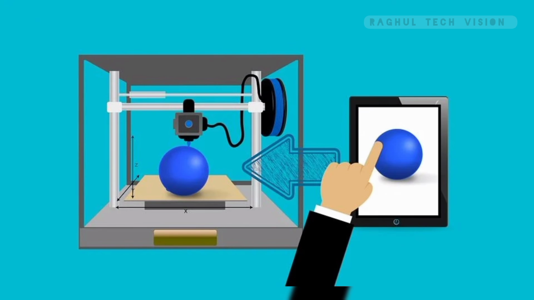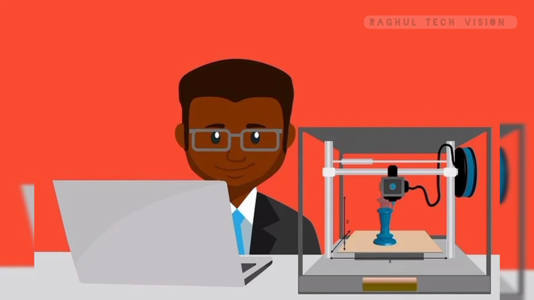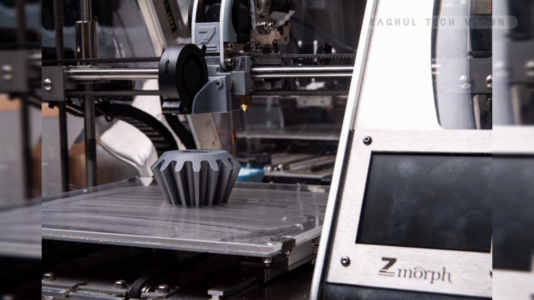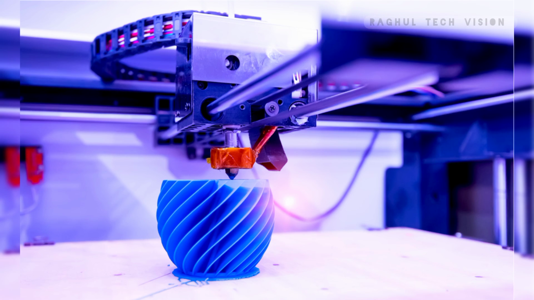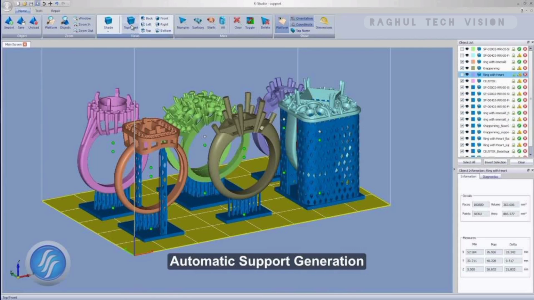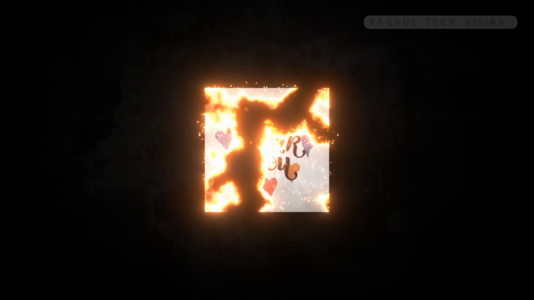So, thereby, we are coming to the end of this video. In this video, you have learned the basics of 3D printing technology, the materials used, the history of 3D printing, and the 3D printing technologies. In the next video, we are going to discuss the types of 3D printing process, its advantages and disadvantages, and how 3D printing is included in the software.